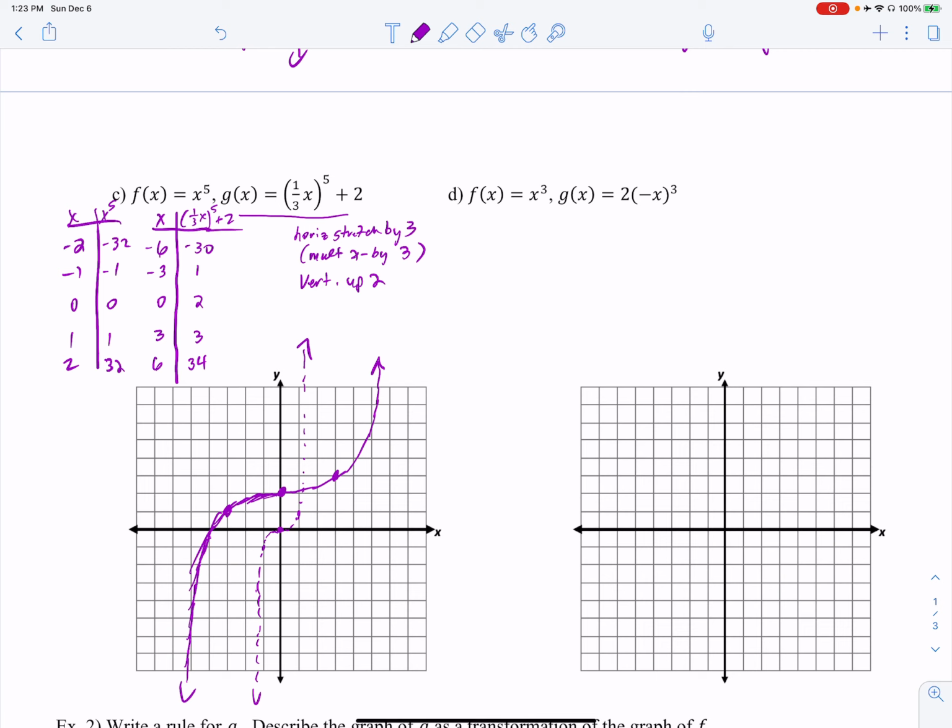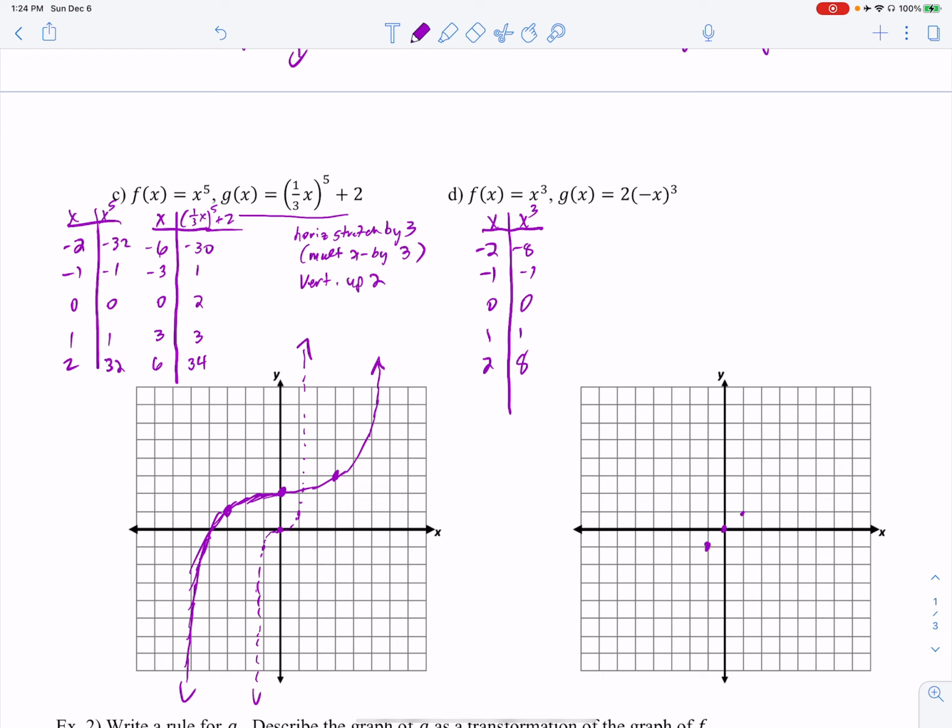And so I want the table of values showing where you've transformed those points, and then plot and sketch both, dot the parent function and make a solid line on the final graph. So for x cubed, again, -2, -1, 0, 1, 2. We have -8, -1, 0, 1, and 8 for just the parent function.